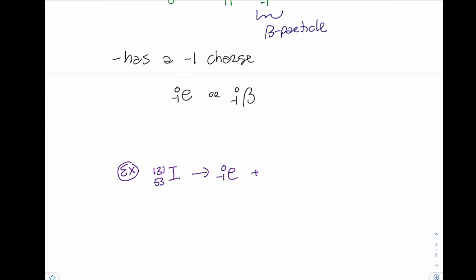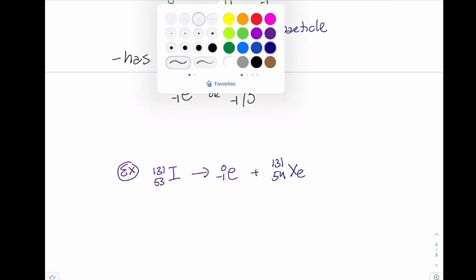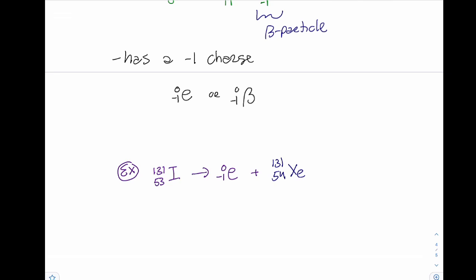So again, remember, we're going to conserve our atomic numbers, right? The sum of the atomic numbers must be the same on both sides. The sum of my mass numbers must be the same on both sides. So if this is a 53 and this is a -1, this one is going to have to be a 54, right? 54 plus a -1 equals 53. And then find 54 on the periodic table, write down its symbol, so xenon. And then 131 minus 0 is 131. So this time, my mass number doesn't change.